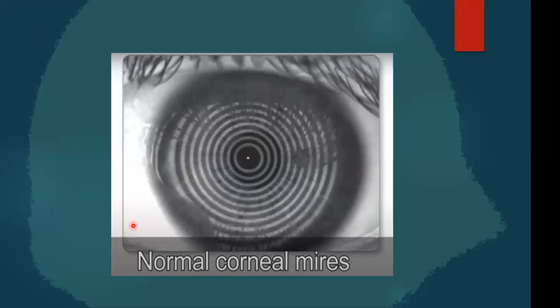This is the image of how the normal corneal mires look. As you can see, the corneal mires are circular, they are of uniform thickness, and the space between two corneal mires is also uniform, and they're very well centered. So this is how a normal corneal topography looks on the Placido ring map.